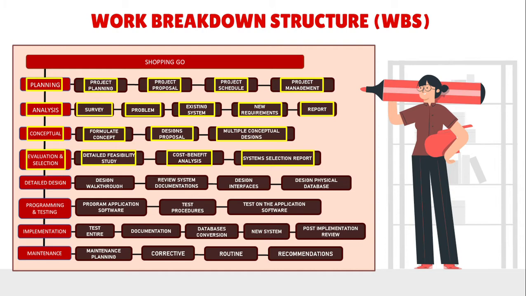The fifth phase, detailed design. In this phase, we start by walking through the selected design to identify any errors. Review system documentation is to prepare the details on the selected design. Done with that, we proceed with designing the system interfaces and databases. Next, perform application programming and testing. Through program application software, we hire programmers that are experts in programming.